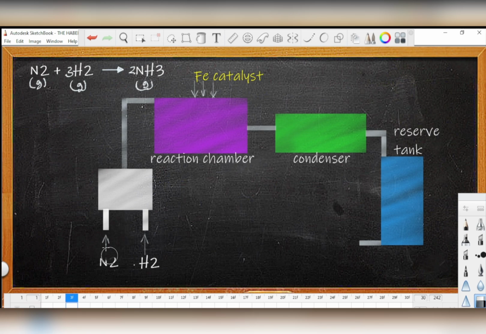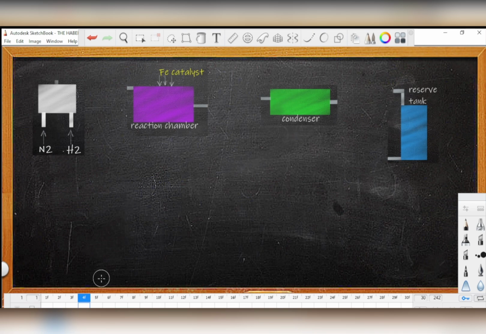I repeat, nitrogen and hydrogen are fed into this chamber. The gases mix here and are sent to this reaction chamber. This is like a collection chamber, while this is a reaction chamber. Certain conditions force them to react. The ammonia that comes out of the reaction is sent to a condenser, where it cools down, becomes liquid, and is stored in a storage tank, a reserve tank, and then it is sent for distribution. I'll take the steps one by one.